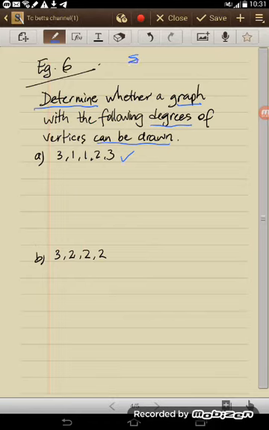The sum of degrees of a graph is 2e. What's the meaning of 2e? 2e means 2 times the number of edges. So your sum of degrees will always be an even number.